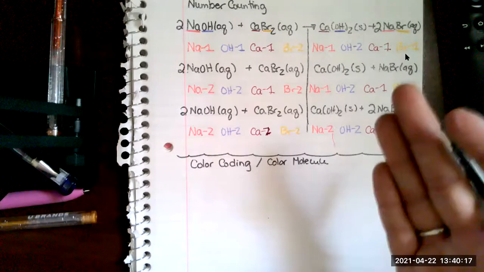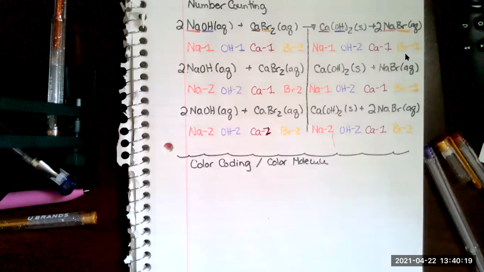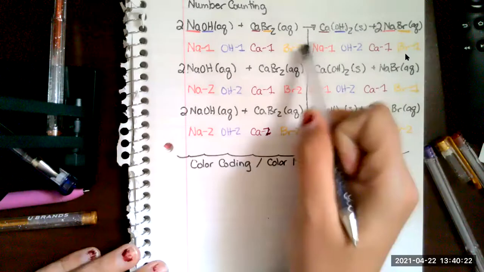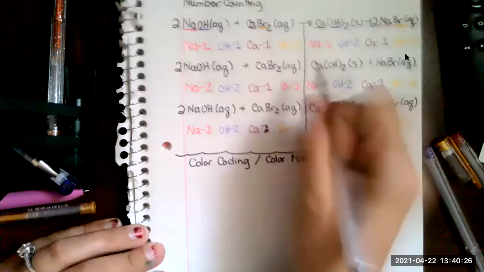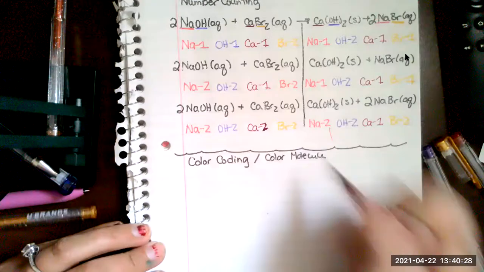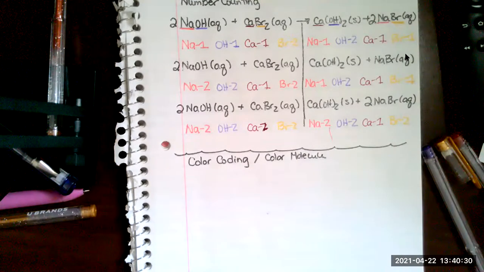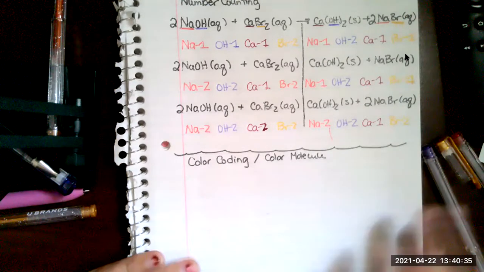And then there's another number method where you can just line them up back to back and count that way. There's a lot of different ways of balancing equations. Please find the way that works for you. You will always get the right number. So let me show you the color coding or the colored molecule method.